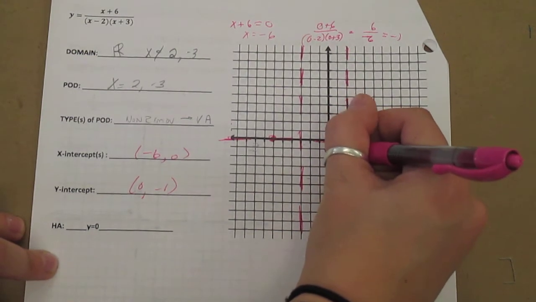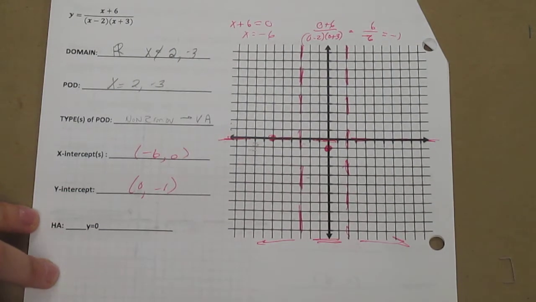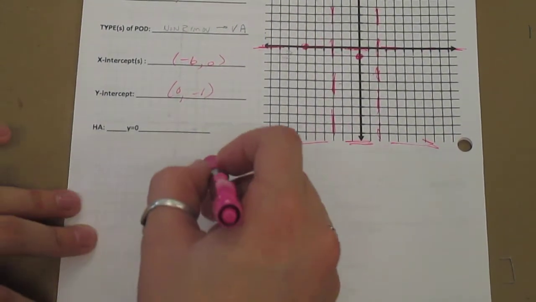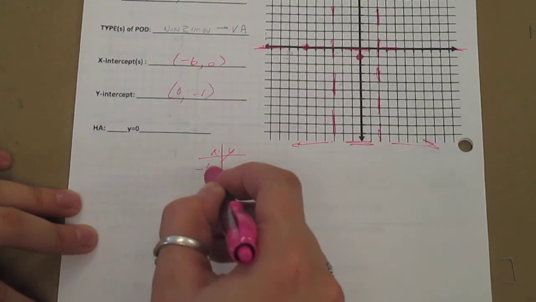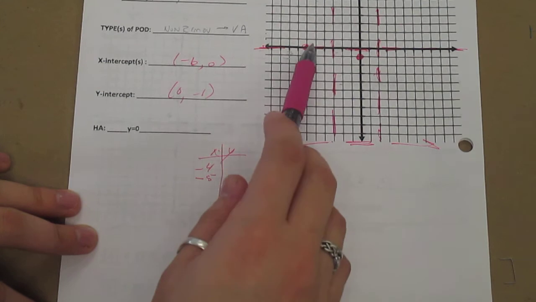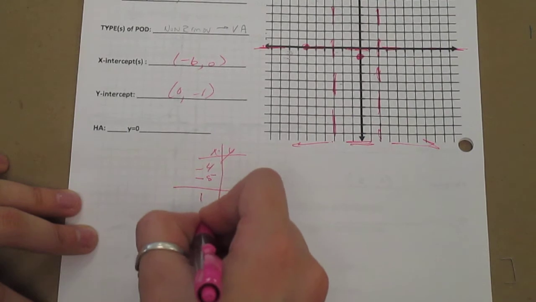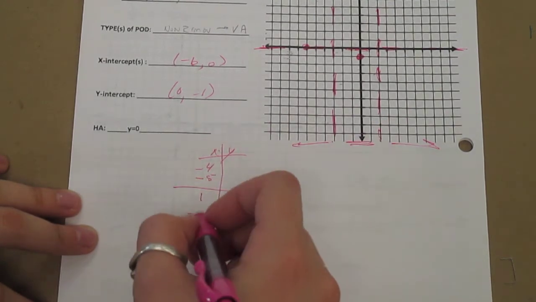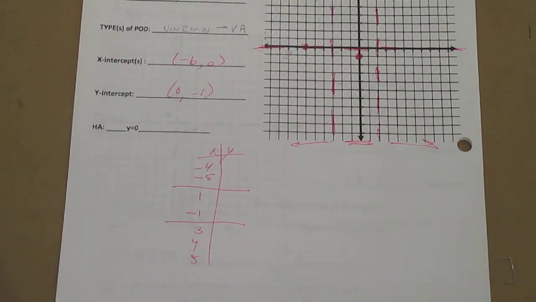So now I have 3 sections, so I need to find points to the left, in the middle, and to the right. Okay, so I'm going to pick a couple points. I'm going to pick to the left -4 and -5, since I already have -6. In the middle, I already have 1 point, so I'm just going to pick 1 and -1. And on the right, I'm going to pick 3, 4, and 5. You're going to plug those in for the x's up top and solve.